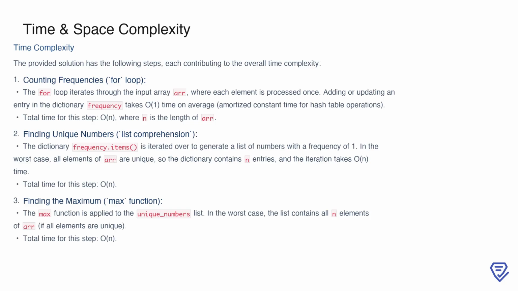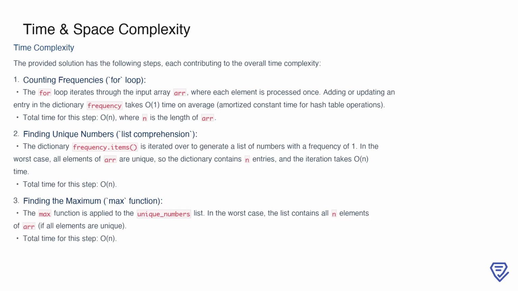Here, we analyze the time complexity of the solution by breaking it into 3 main steps. First, counting frequencies involves iterating through the input array ARR using a single for loop. Each element is processed once, and updating the frequency dictionary takes constant time on average, resulting in a total time complexity of O(n), where n is the length of the array.